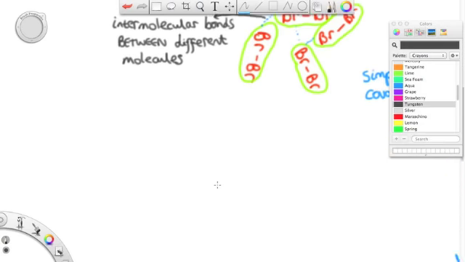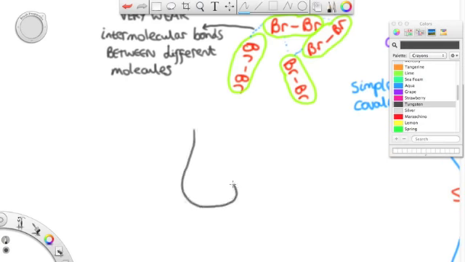Especially the idea that there are different types of bonding within and between molecules. Within the molecule covalent, between is intermolecular, which are much weaker.